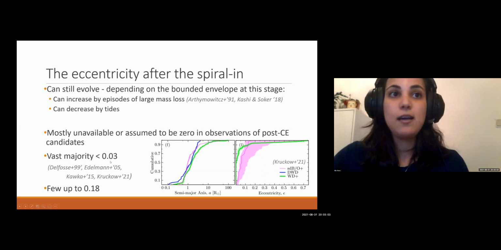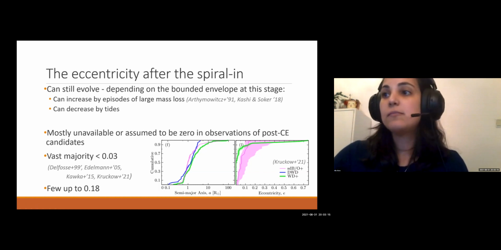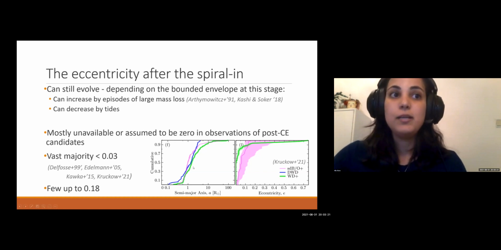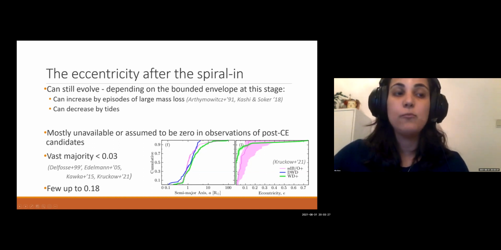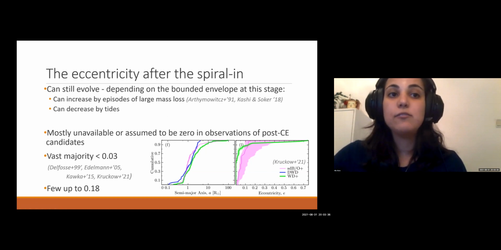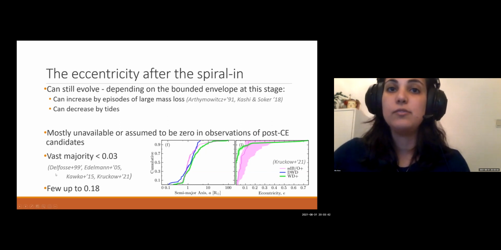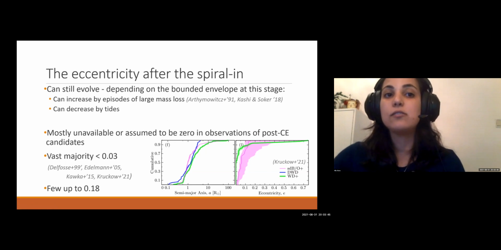Observationally, post-common envelope systems are assumed to have one component which is an sdB star or white dwarf, the remnant of the giant core. But most of the observational data of such systems lack the information about the eccentricity, or sometimes even assume it to be zero. But in systems where we have this information, we find the vast majority of them with small but non-zero eccentricities, with a few systems with large eccentricities. We therefore expect the eccentricity at the end of the spiraling to be relatively low, but still related to the properties of the system. And in particular, we want to understand its connection to the mass loss.